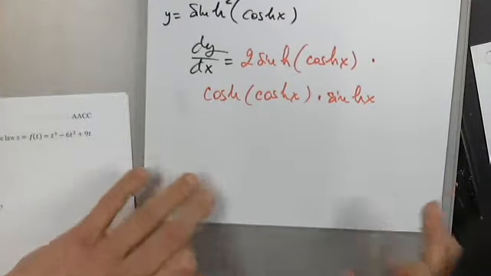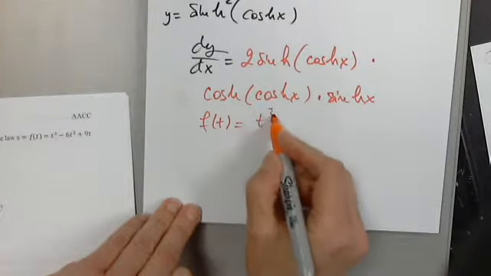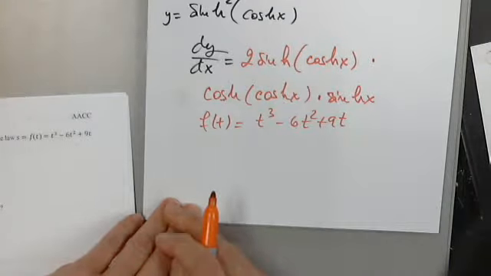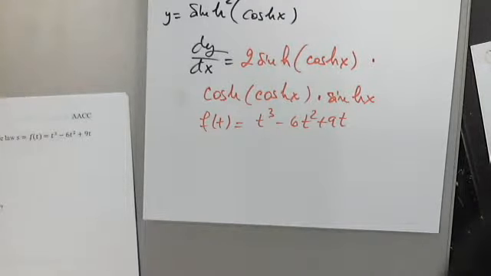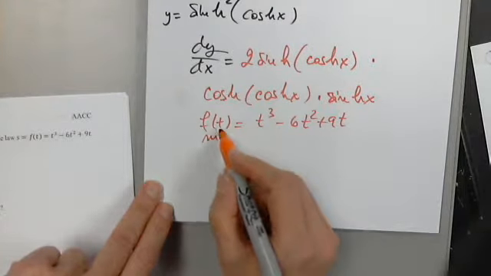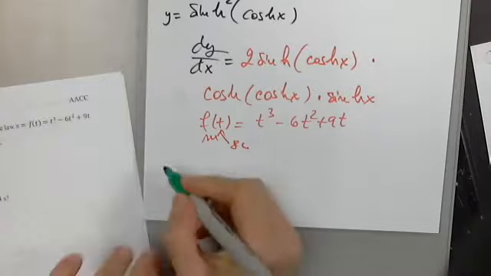So a particle moves according to the law f of t equals t to the third minus 6t squared plus 9t, where t is measured in seconds and f in meters. Important because the measurement unit is very important. Good. So the first question is find the velocity at time t. That's part A.